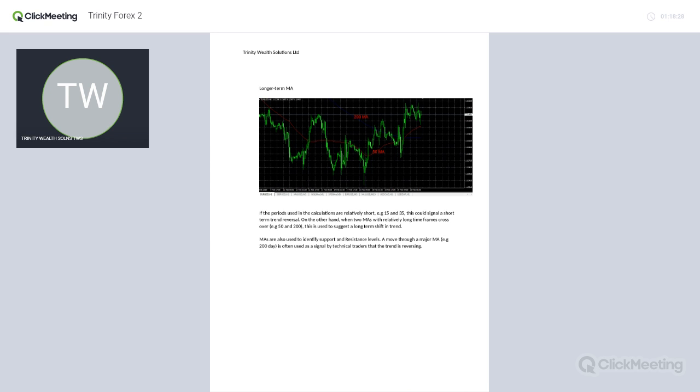All right? So MA is also used to identify support and resistance levels. A move through a major MA, e.g. 200, is often used as a signal by technical traders that the trend is reversing. Like in this case, you can see here we have the 50 MA crossing the 200 MA and the price also crossing at the same point. Which means that it's going to go up. The trend is changing, right?